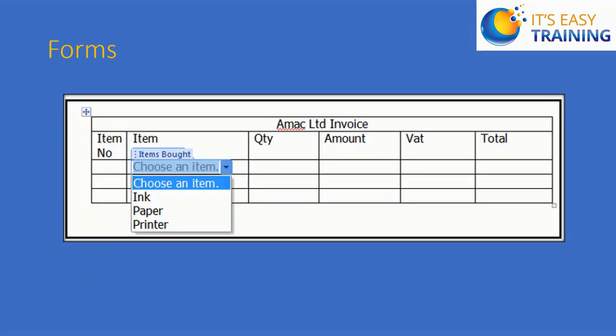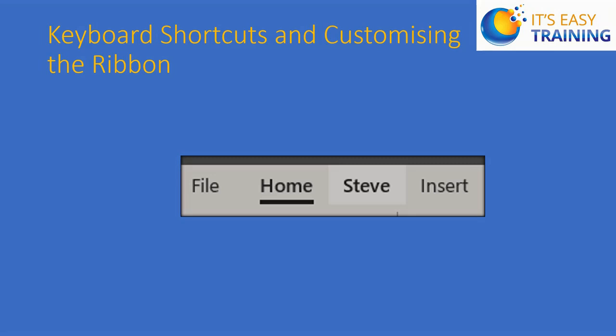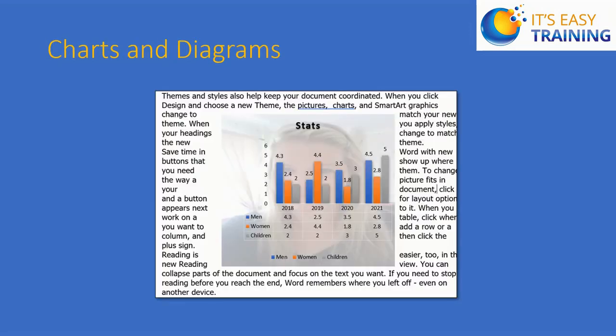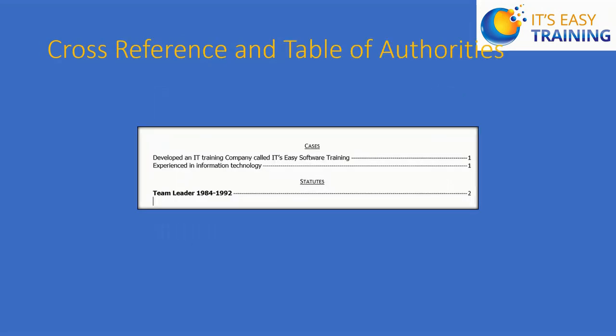So the first part will be forms, where you can see you can create drop-down lists like the one that's displayed. And then we'll look at the shortcuts, creating shortcuts and adding tabs to the ribbon. As you can see, my name there, Steve. I've added that. After that section, we will look at embedding Visio diagrams into Word. And then charts and diagrams, graphs, SmartArt and photographs, and wrap text is selected there, as you can see.